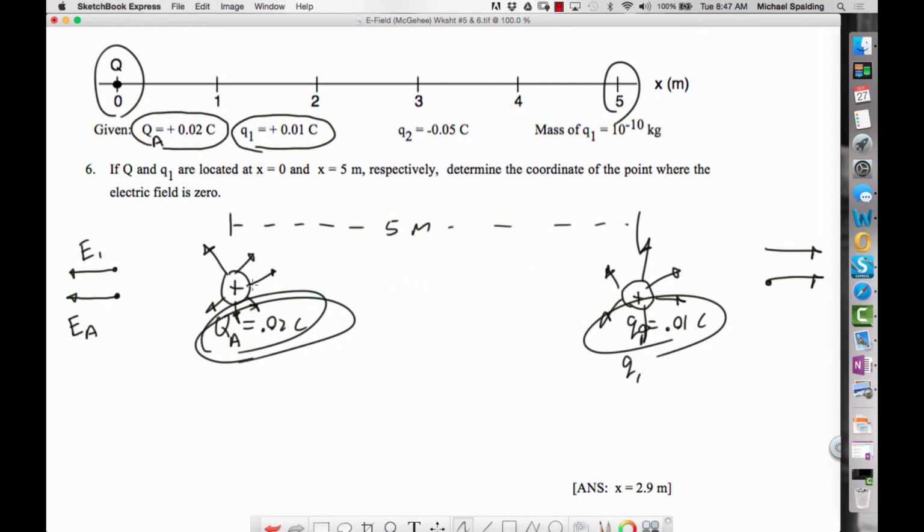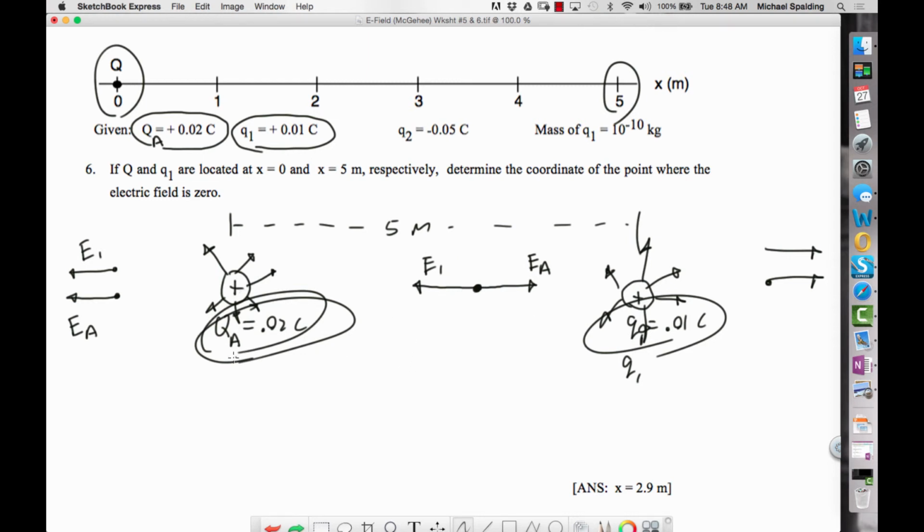So now you pick a point somewhere in the middle. Is it going to be closer to charge A or farther from charge A? Farther, because charge A is bigger. So it's going to be a point like right here. The electric field from A is going this way. The electric field from charge 1 is going this way. We want the electric field to be 0. So what must these two electric fields be doing? Canceling.